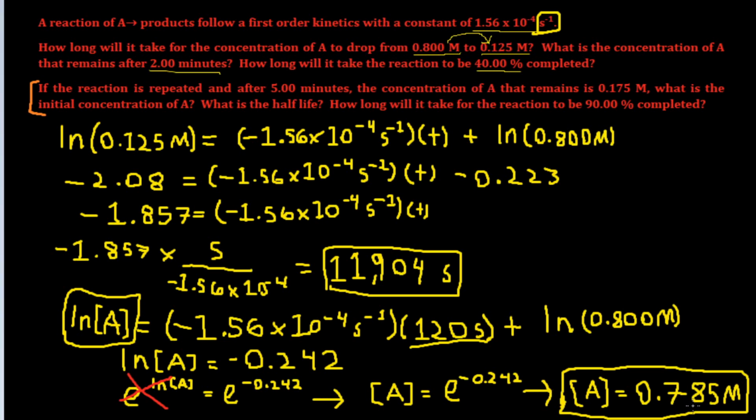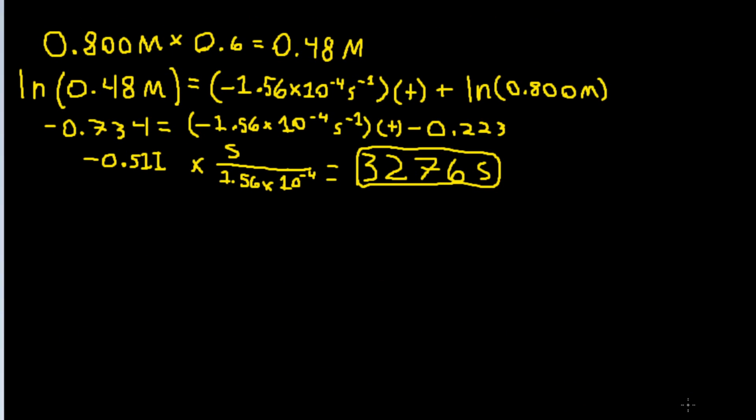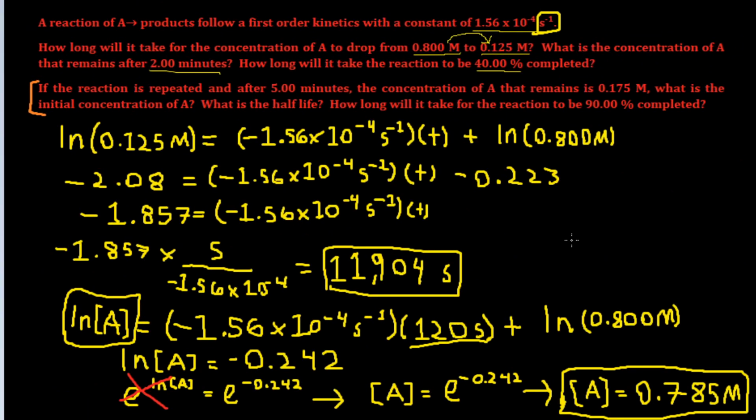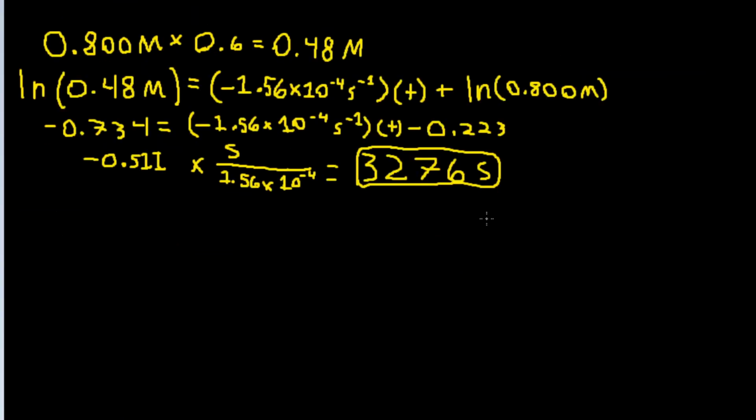is 0.785 molarity. So finally, we'll be doing the final part of the question, which is written out right here. The question itself reads, how long will it take the reaction to be 40% completed? Now to do that, you just take the initial amount, 0.8 molarity, and then multiply it by 60%, or 0.6, because 40% is gone. That gives you a final value of 0.48 molarity.